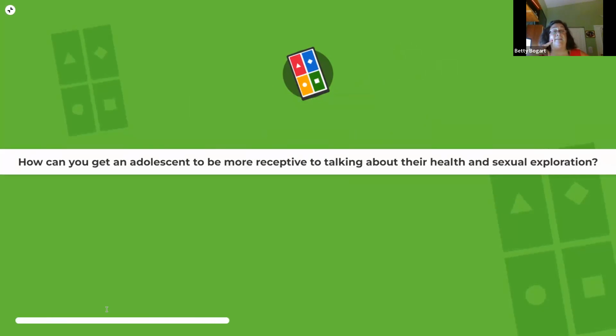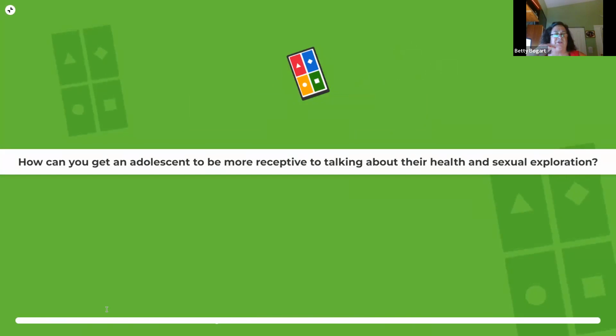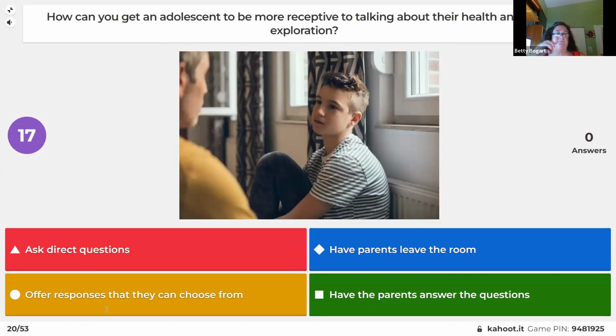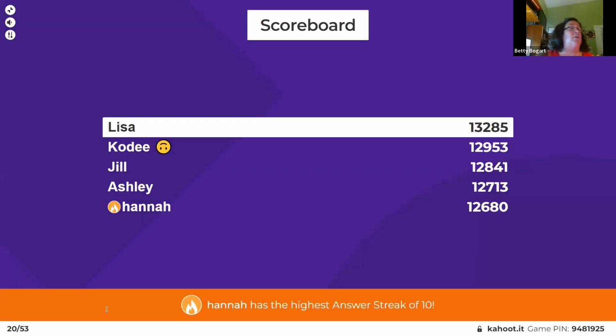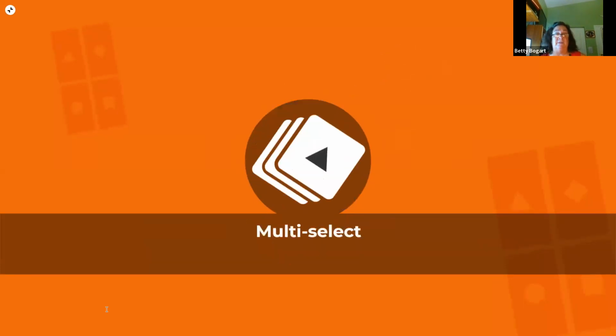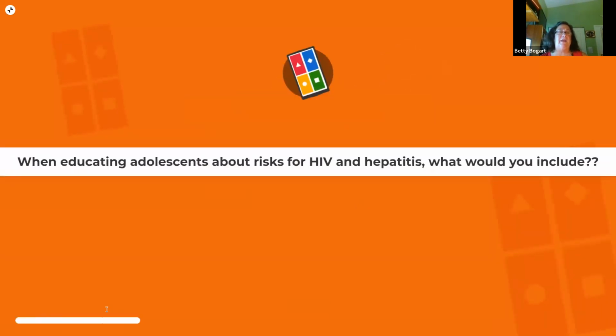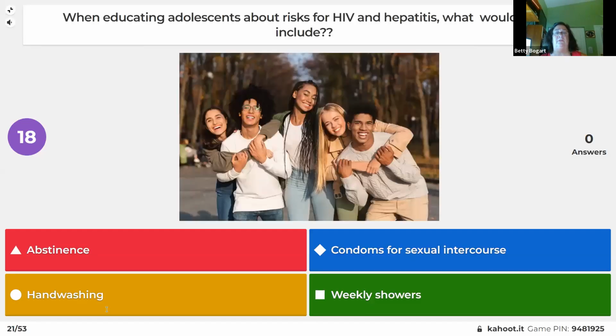How do you get an adolescent to be more receptive to talking about their health and sexual exploration? So again, have the parents leave the room for sure. And again, you don't have to tell the parents unless it's something that can hurt the child or others. Multi-select. When educating adolescents about risks for HIV and hepatitis, what would you include?